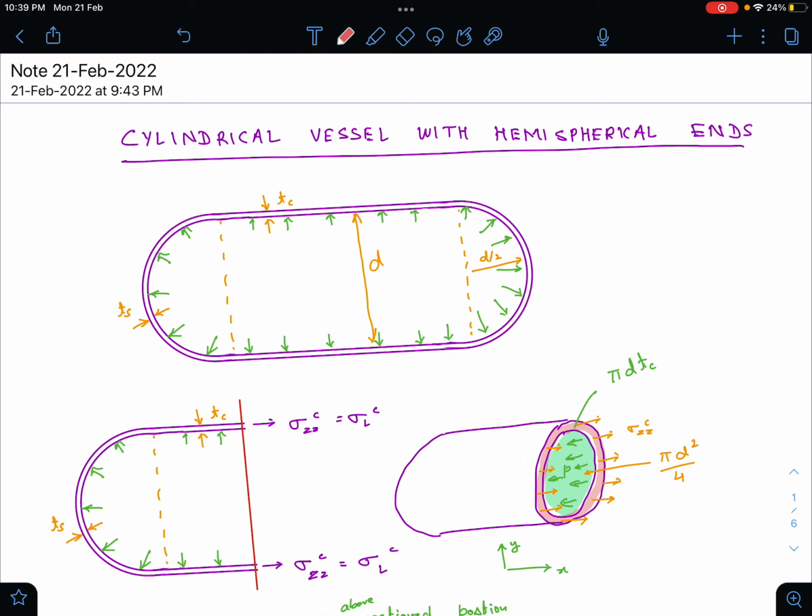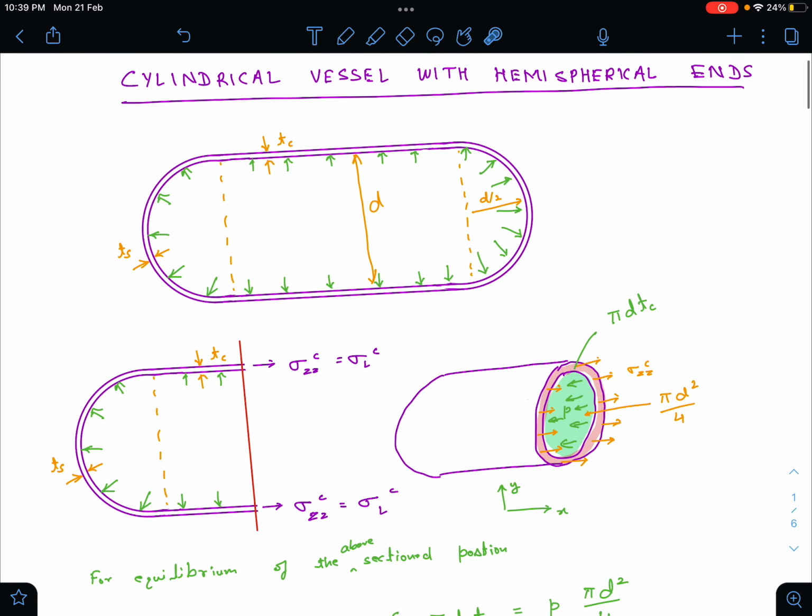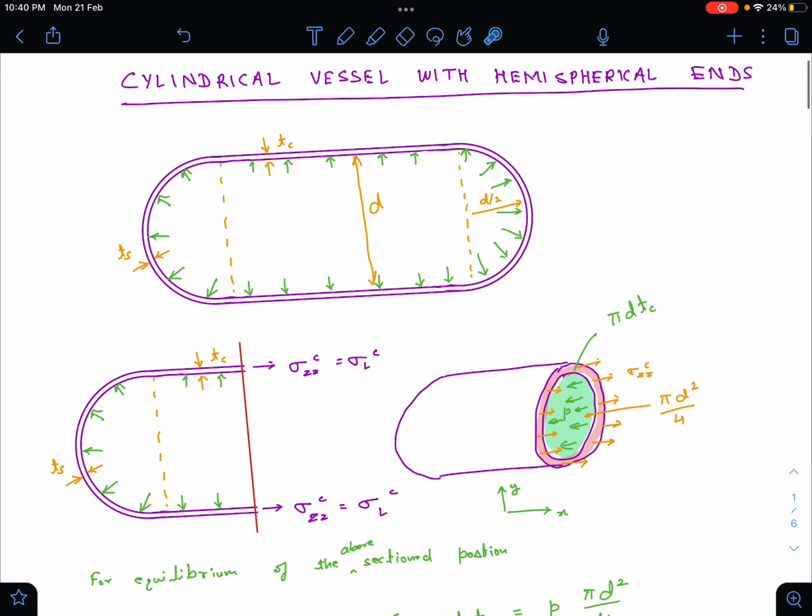Hello everyone. Today we are going to talk about the cylindrical vessels with hemispherical ends. So this is the topic of the day. In the last class also we discussed this. I am just revising this. So this is a cylindrical vessel. It is something like this.